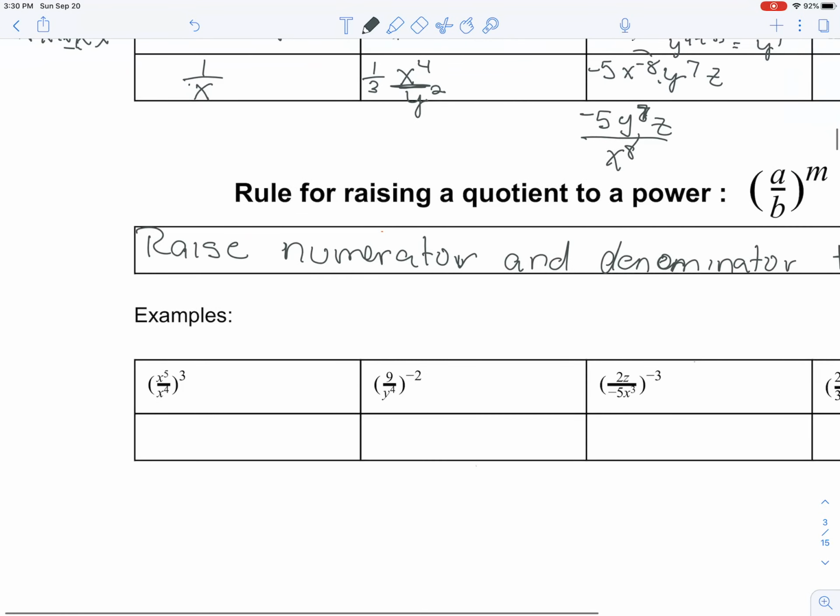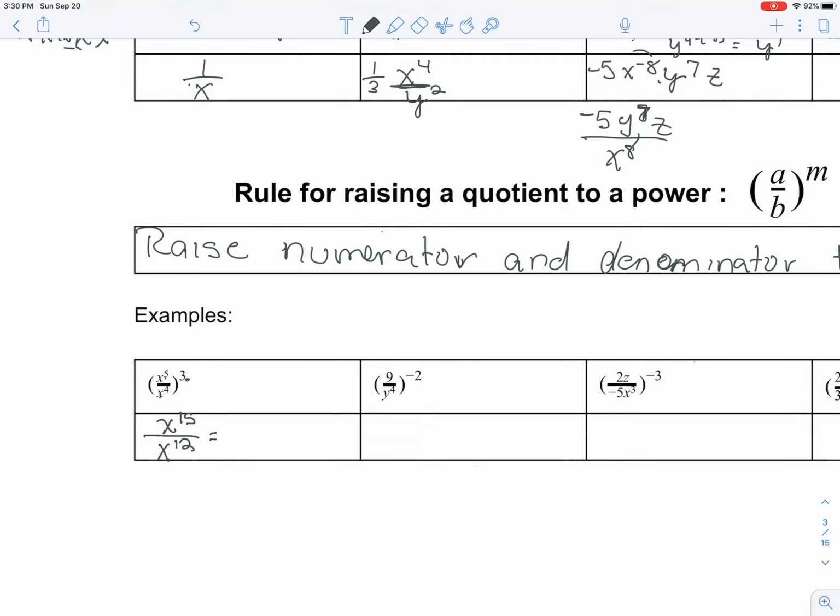So this becomes x to the 15th over x to the 12th. And how did I get that? I just raised x to the 5th to the power, x to the 4th to the power, but we can simplify that, can't we? That's x to the 15th minus 12, which is x cubed.